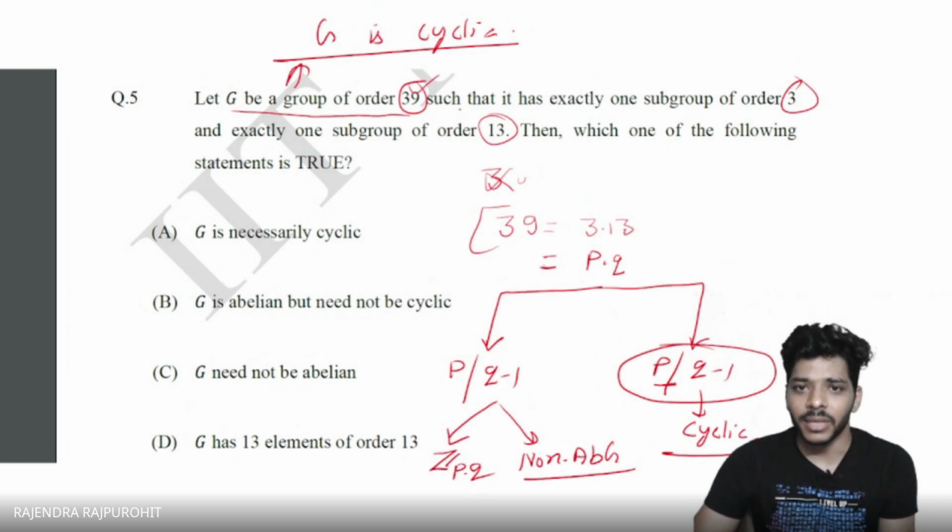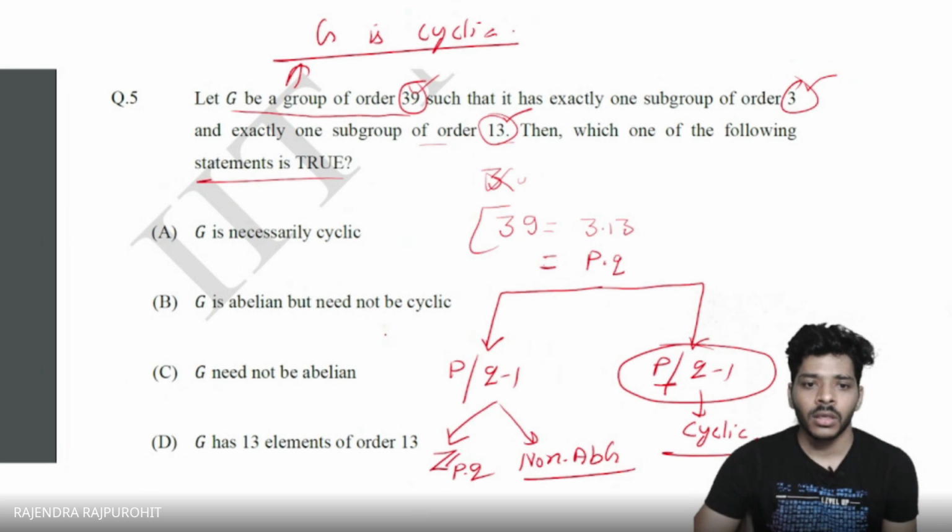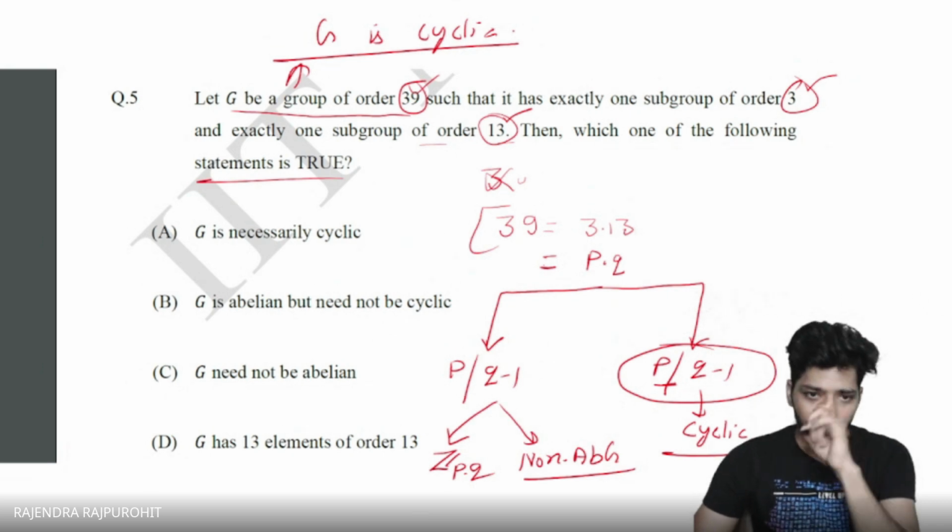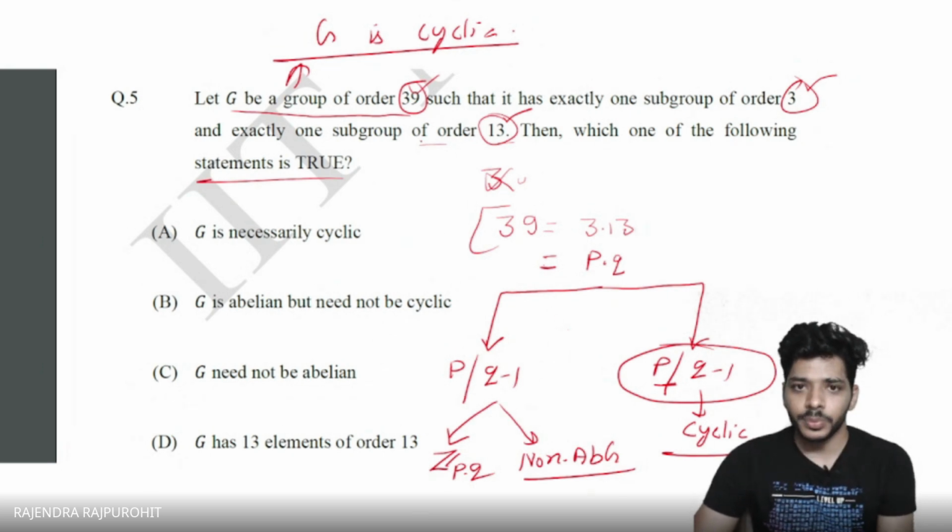Anyways, let's leave this part. What does the question say? G is a group of order 39 such that it has exactly one subgroup of order 3 and exactly one subgroup of order 13. Then which one of the following is true?